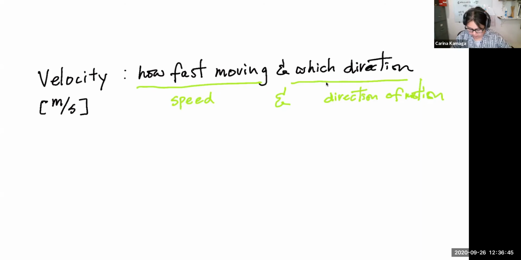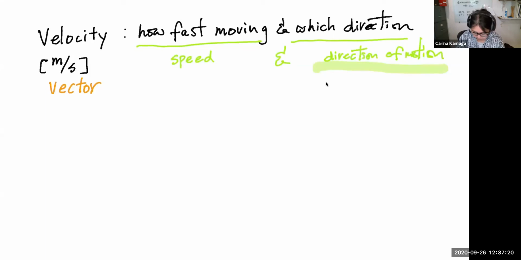But since it has the information about the direction of motion, what do you think? Do you think velocity is a scalar quantity or a vector quantity? Right, so it's a vector quantity because it has the information about magnitude, which is the speed, and the direction. So it's a vector quantity. Let's compare the speed and the velocity.